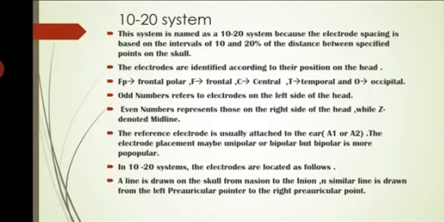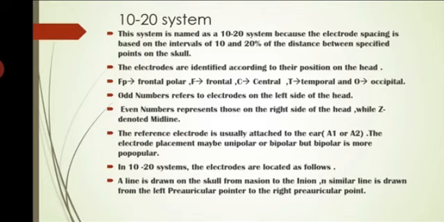This system is named the 10-20 system because the electrode spacing is based on intervals of 10 and 20% of the distance between specified points on the skull. The electrodes are identified according to their position on the head. FP means frontal polar, F means frontal, C means central, T means temporal, and O means occipital. Odd numbers refer to the electrodes on the left side of the head. Even numbers represent those on the right side of the head, while Z denotes midline.